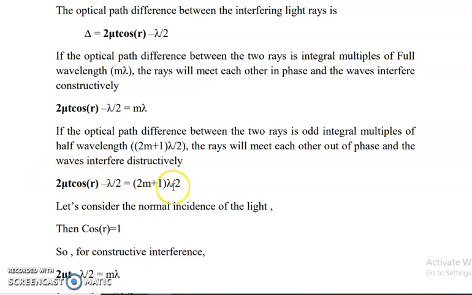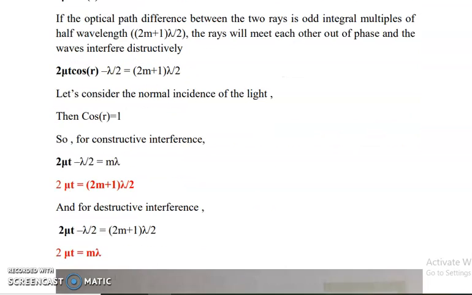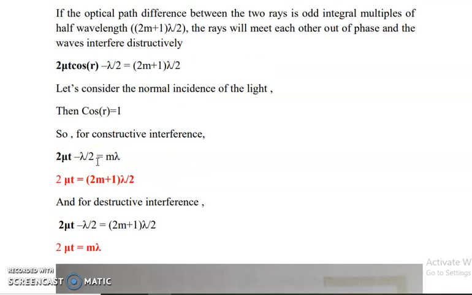This is the condition for darkness. Now let us consider the normal incidence of the light, for convenience. So r will be equal to 0, the angle of incidence will be equal to 0, then cos r will be equal to 1, and so the constructive interference condition will be 2 mu t minus lambda by 2 is equal to m lambda. On rearranging we get 2 mu t equal to (2m plus 1) lambda by 2, and this is the condition for constructive interference.